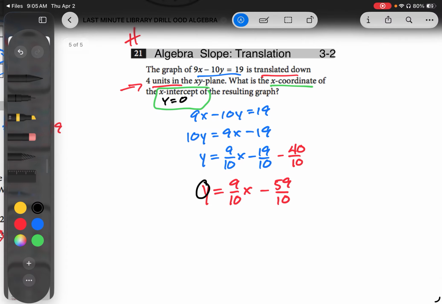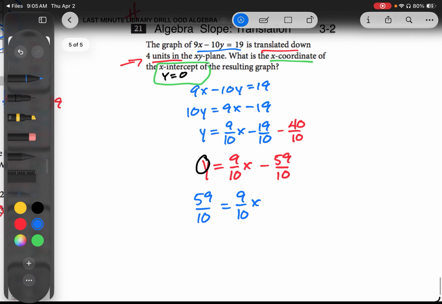How do I solve for x? I'm going to add 59 over 10 to both sides. So now I'm going to have 59 over 10 equals 9 over 10x. What's my next step? I got to get rid of that 9 over 10. How do I do it? Multiply both sides by the reciprocal. So if I multiply this side by 9 over 10 and this side by 9 over 10, it would cancel this. So now I'm going to have x equals, wait, did I do this right? 1 over 10. Oh, I didn't do the reciprocal?